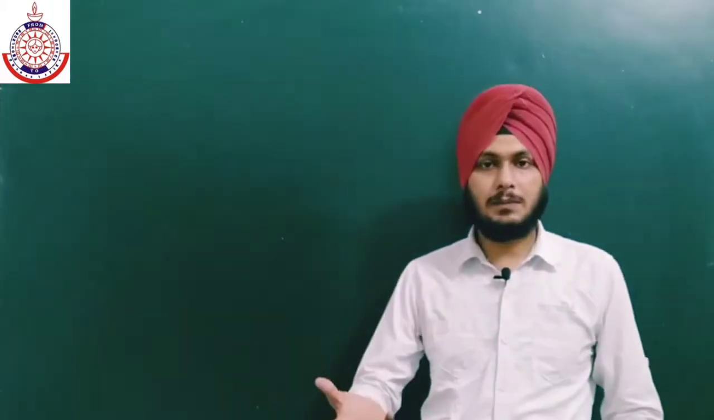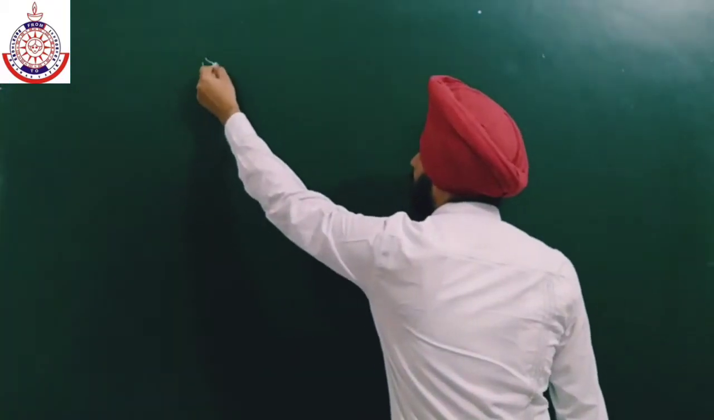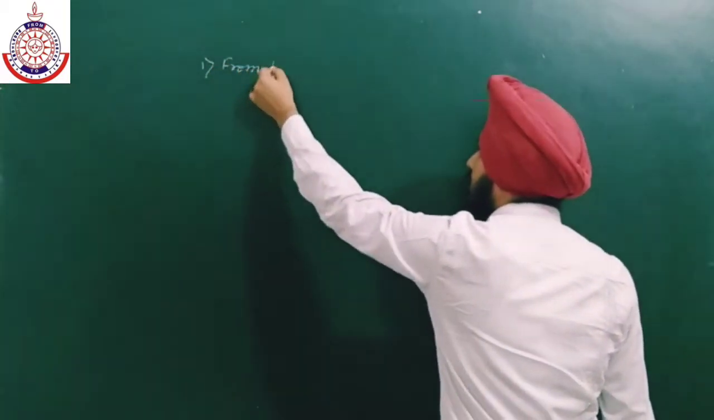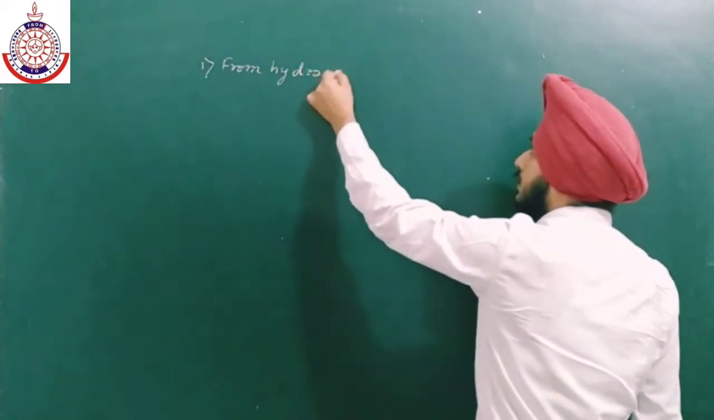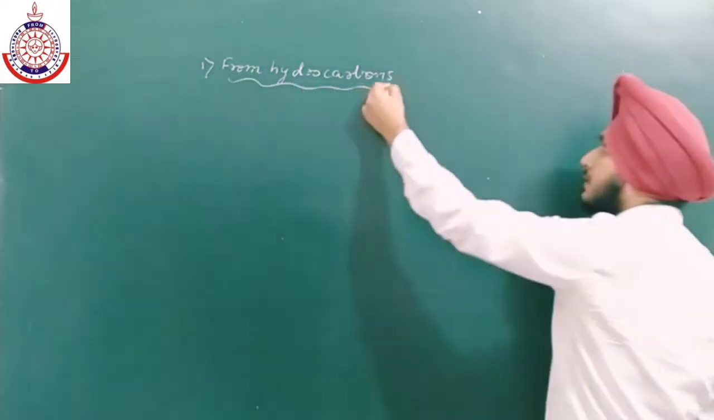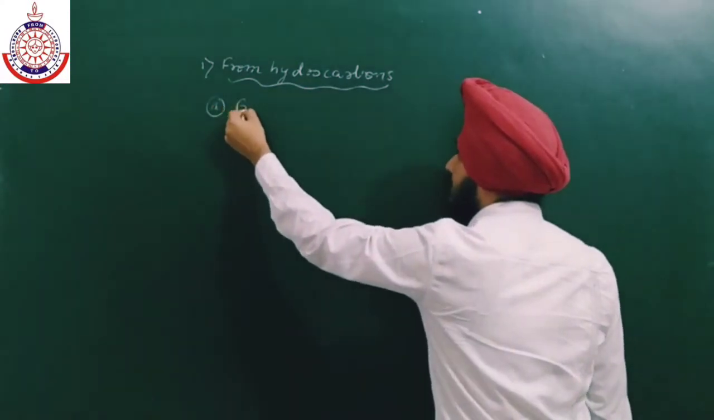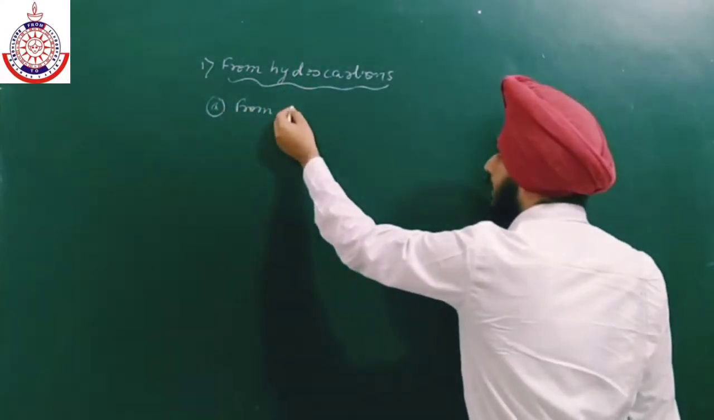So firstly you have to watch that video to get the whole idea of how we prepare haloalkanes from hydrocarbons, because this is an example of electrophilic addition reaction, and we will discuss some rules also. So firstly we have from hydrocarbons, by the action of halogen acids on alkenes. From hydrocarbons, first we have from alkenes, from unsaturated hydrocarbons.